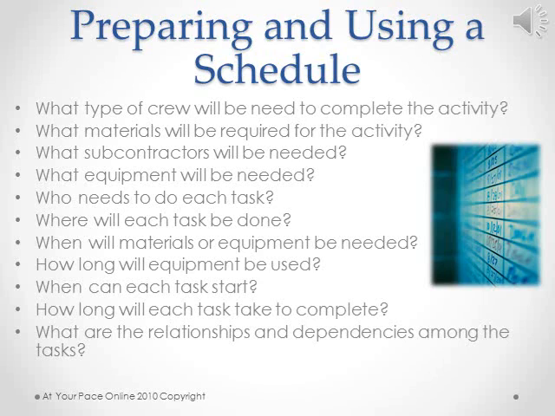The itemized summary of the estimate already details major items of work. Now it's time to list all activities. This exercise will help the estimator organize and plan the project as well as prepare the schedule. To do this, determine what type of crew will be needed to complete the activity, what materials will be required for the activity, what subcontractors will be needed, what equipment will be needed, who needs to do each task, where will each task be done, when will materials or equipment be needed, how long will the equipment be used, when can each task start, how long will each task take to complete, what are the relationships and dependencies among the tasks.